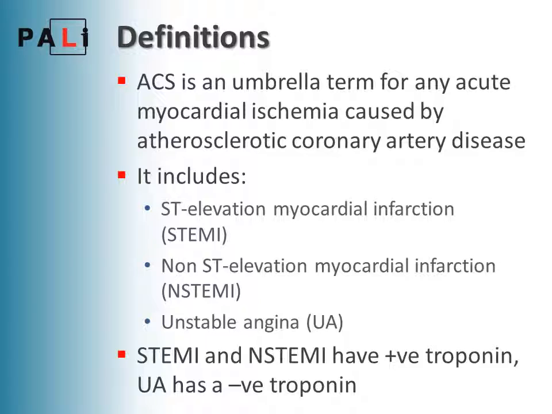We have non-ST elevation myocardial infarction, or NSTEMI, in which there is partial thickness damage to the myocardium, and that's due to partial blockage of a major coronary artery or full blockage of a minor coronary artery. And finally, we have unstable angina, in which there are ischemic symptoms consistent with myocardial ischemia, but without a related increase in cardiac biomarkers. So to sum up, STEMI and non-STEMI have positive troponins, while unstable angina has a negative troponin.